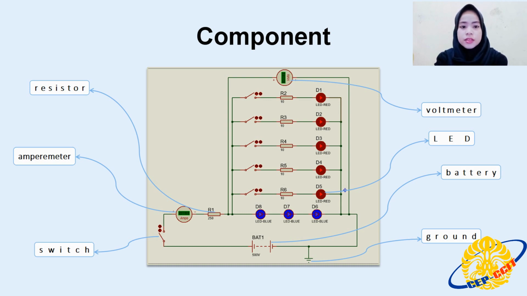Then the measuring instruments used are the ammeter and voltmeter. An ammeter is a measuring instrument used to detect current in an electric circuit, both small current and large current. While the voltmeter is a measuring instrument used to measure the amount of electrical voltage in an electric circuit.